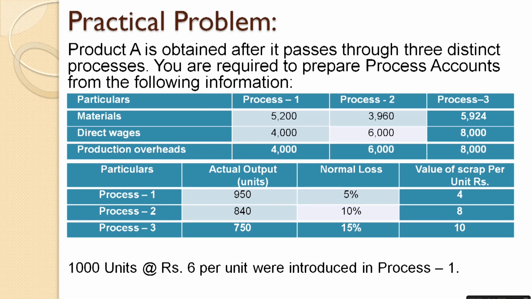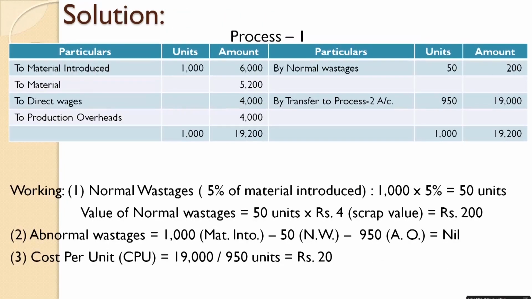But before all these three items, we need to identify the first item, that is 1000 units at the rate of rupees 6 per unit. So now this is to be recorded in the process 1 account first. So 1000 units were introduced at the rate of rupees 6. So we will start with the debit item.